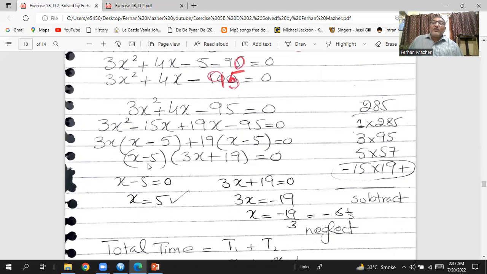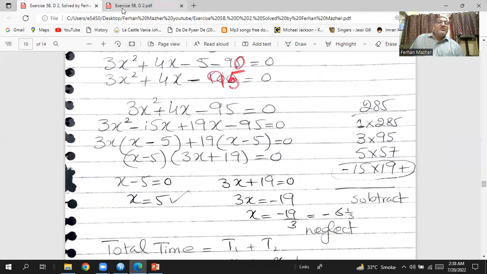So in your first bracket, you have x minus 5. In this second bracket, you have 3x plus 19. These two brackets are multiplying with each other, and their product is 0. So we will make both the brackets equal to 0. x minus 5 equals 0, so x will be 5. 3x plus 19 equals 0, so 3x will be equal to minus 19, and x will be minus 19 by 3. So that will be minus 6 whole 1 by 3.